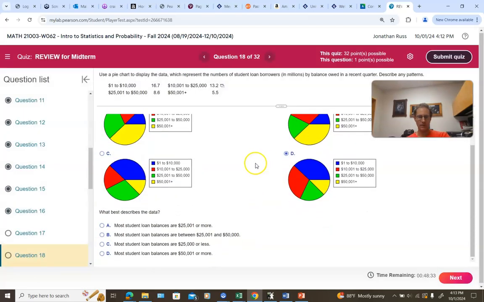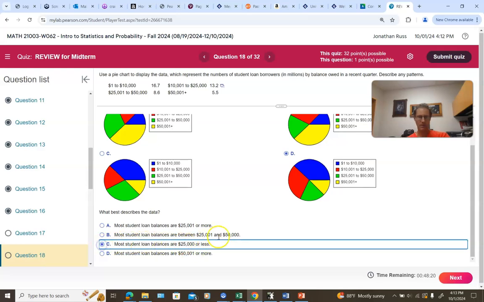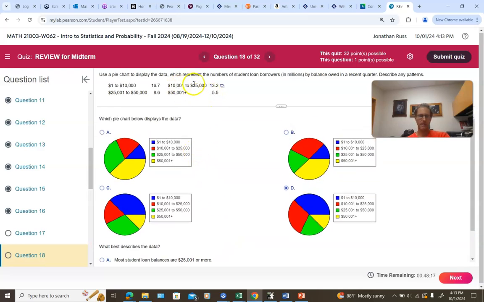Oh, well, I didn't answer the second part of the question. It says most student loan balances are less than 25,000. Okay, because it's these two categories here that comprise the most number of students.